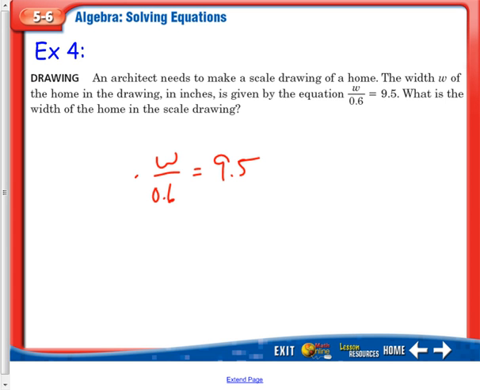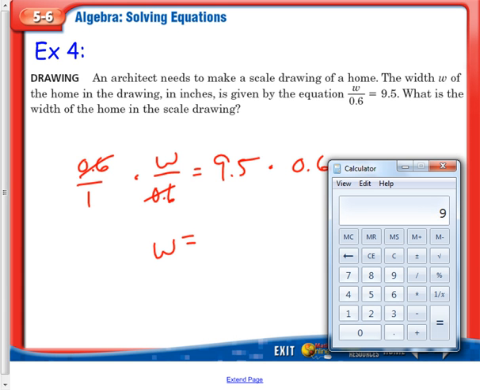So we want to multiply by 0.6 on both sides. So multiply by 0.6. Over here I wrote it as a ratio. Over here I didn't because we didn't have a ratio. So 0.6's cancel. I'm left with W is equal to, now again, we can jump to our calculators. So we can go 9.5 times 0.6, and that equals 5.7.